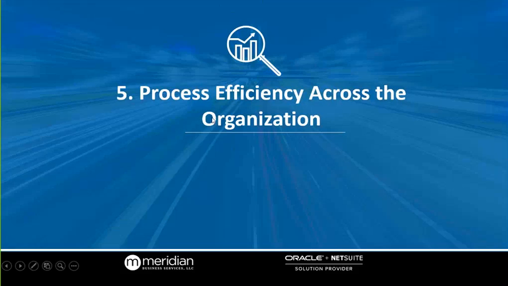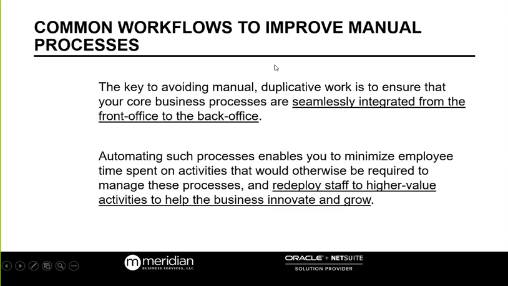Speaking of processes, moving on to our fifth point, this is our fifth of six, so we are nearing the third baseline here: process efficiency across the organization. The key to avoiding manual and duplicative work is to ensure that your core business processes are seamlessly integrated from the front office to the back office.